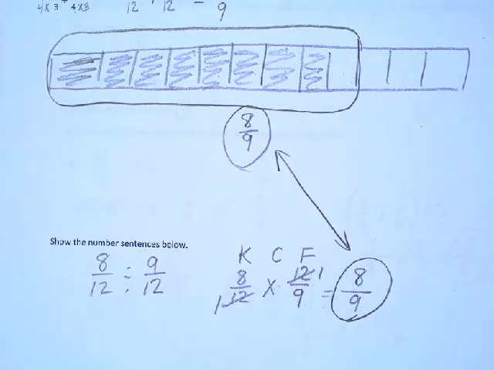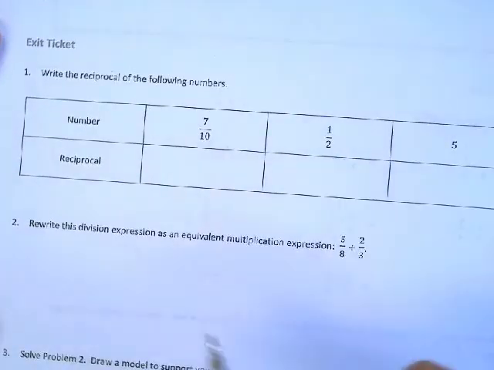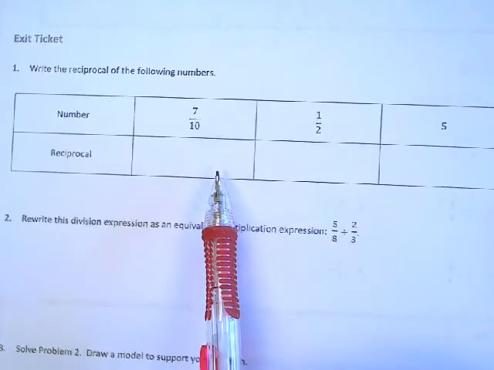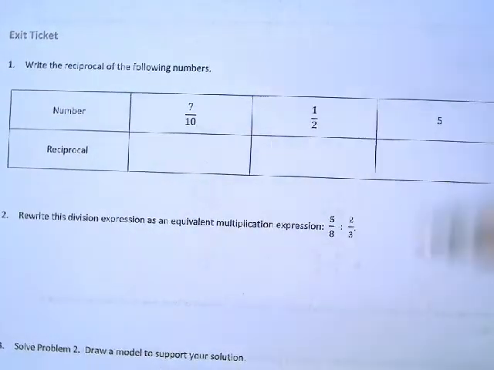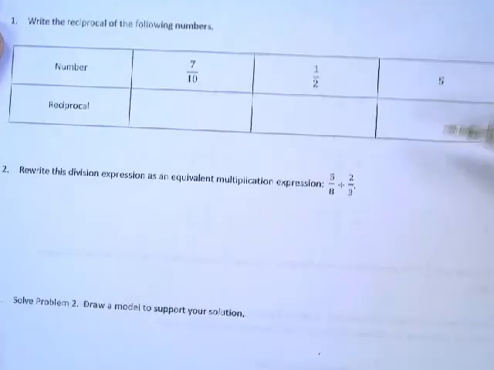Now you are going to get your exit ticket and your problem set, and I'm going to explain to you what it is you're going to be doing on each of those. So on the exit ticket today, for number 1, you are just going to write the reciprocal. Remember, the reciprocal is just the opposite fraction, so your numerator and denominator switch places.